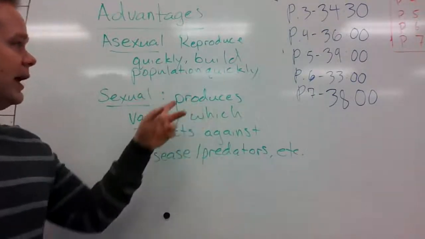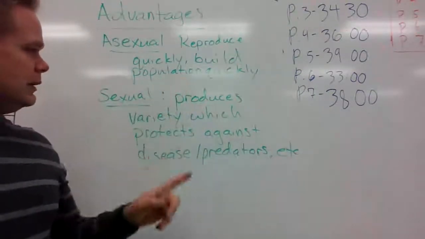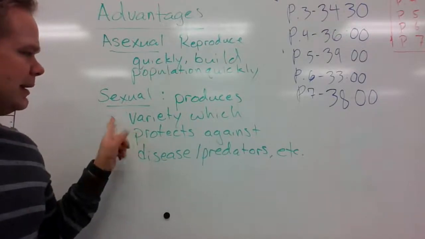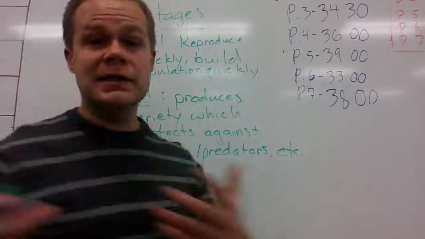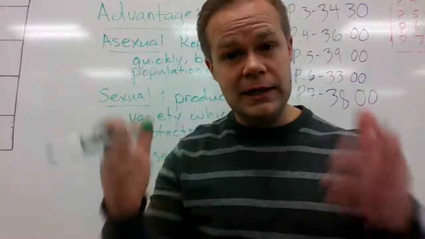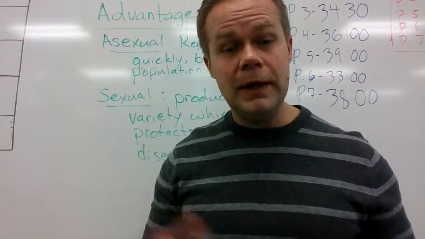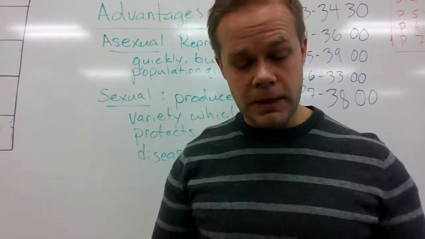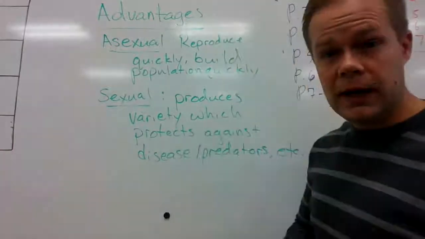So those are the main advantages. These can build their population quickly. And if it's a sexual reproducer, well, it's slower, but they're more protected against diseases and things because there's all this variety in their DNA. It's not all the same DNA. That's essentially what our lab would teach us if you were here in class. So get that in your notes, okay?